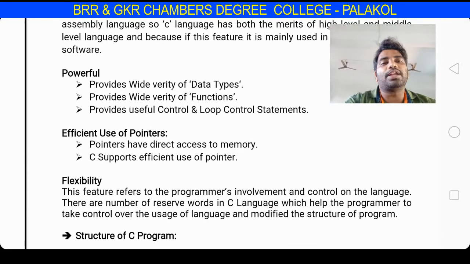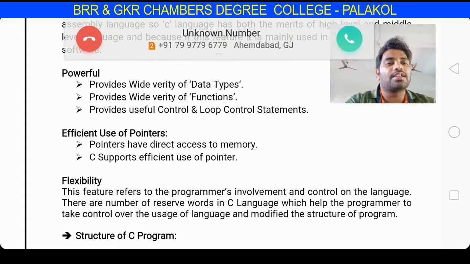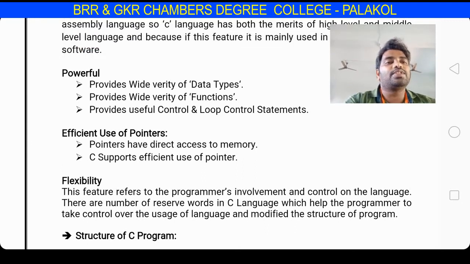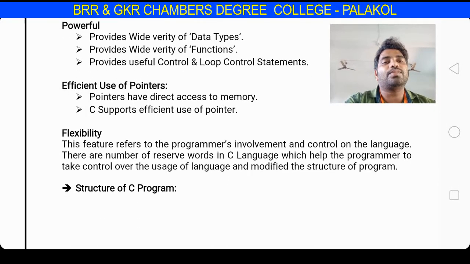Next one, flexibility. This feature refers to the programmer's control over the language: the number of reserved words, keywords and statements in C help the programmer control the use of the language and modify the structure of the program. These are the features and characteristics of the programming language.